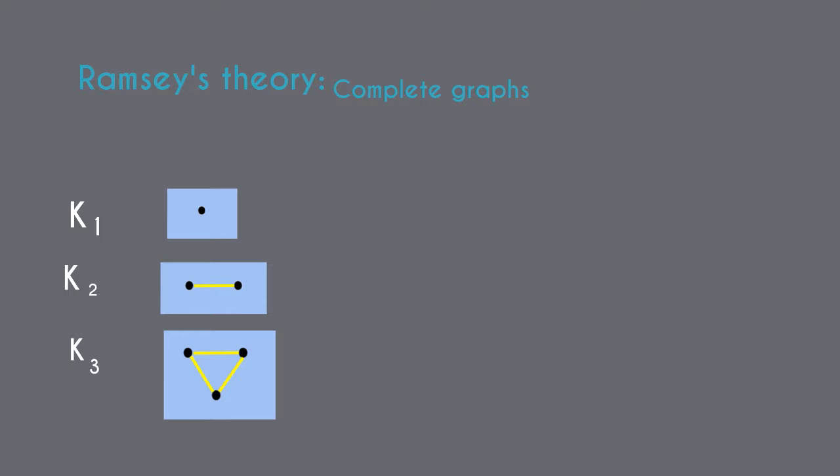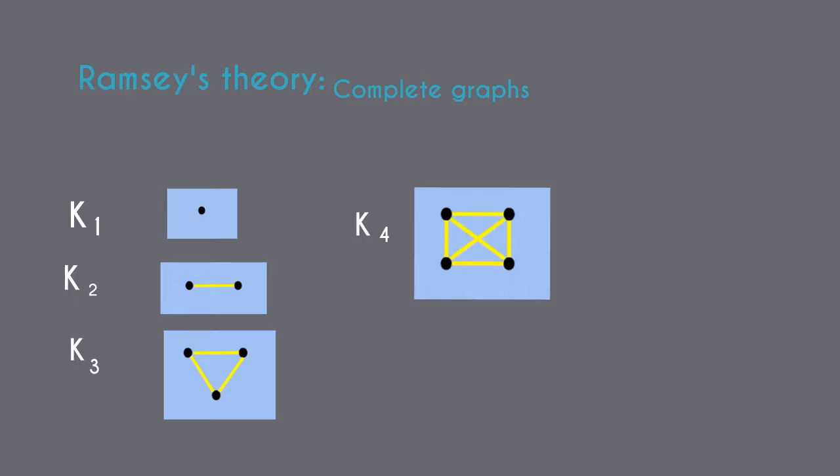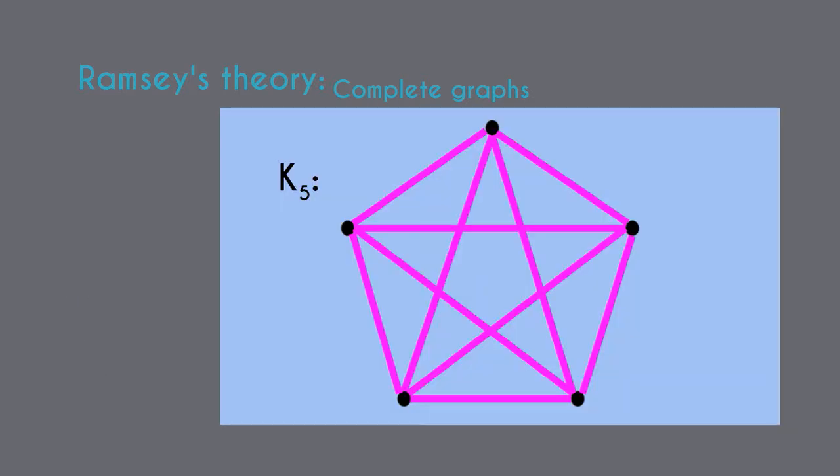3 dots connected to make a triangle is a K3 complete graph. These 4 dots can make a K4 complete graph, but for a complete graph we have to have every single dot connected to every single other dot. Because these 2 dots and these 2 dots aren't connected, we need to connect them for it to be a K4 complete graph. And this is a K5 complete graph.